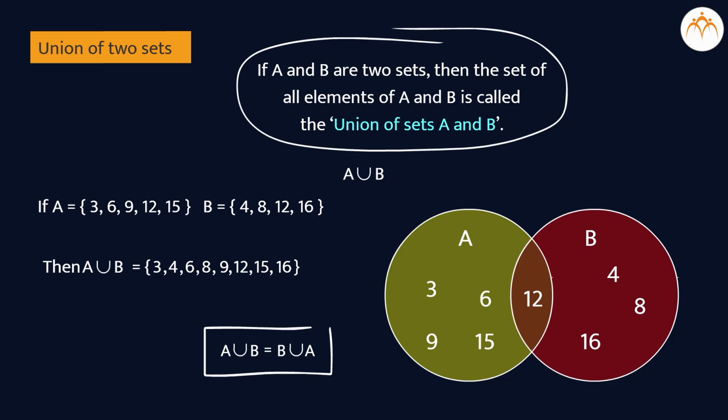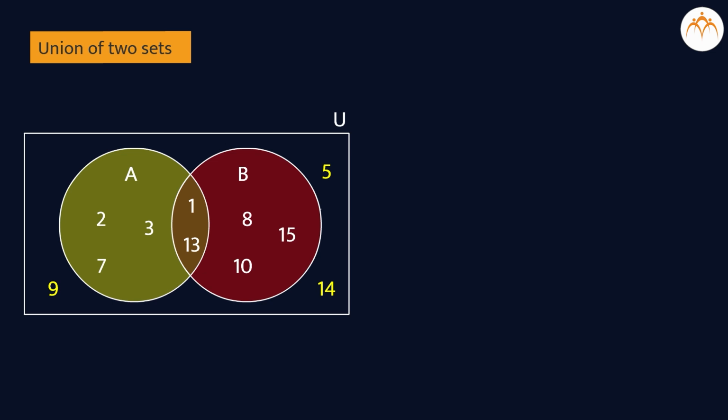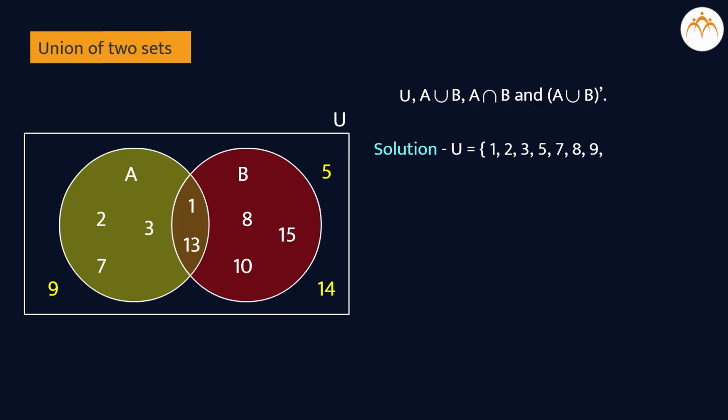Let us study one more example. Observe the adjacent Venn diagram and write the sets: universal set U, set A ∪ B, set A ∩ B and set complement of A ∪ B. Solution. Universal set U contains elements 1, 2, 3, 5, 7, 8, 9, 10, 13, 14, 15. Set A contains elements 2, 3, 7, 1, 13.